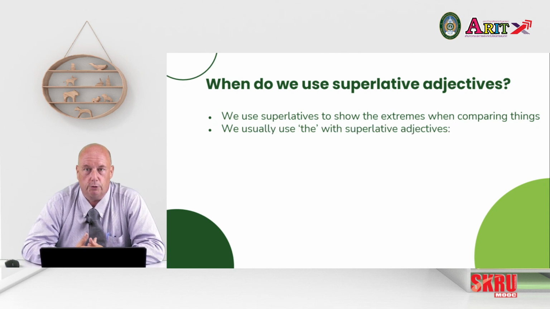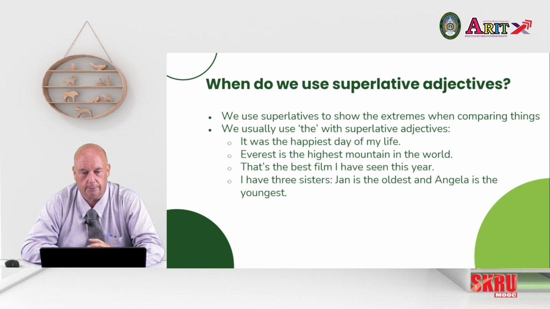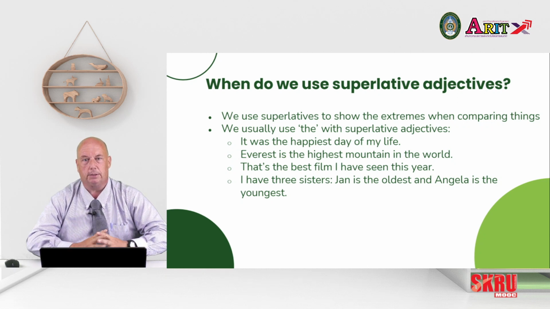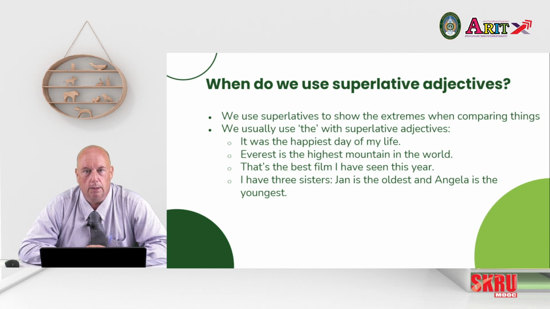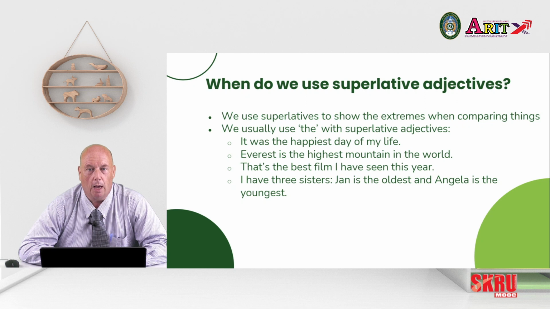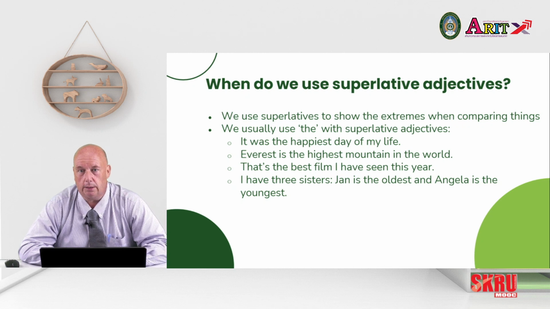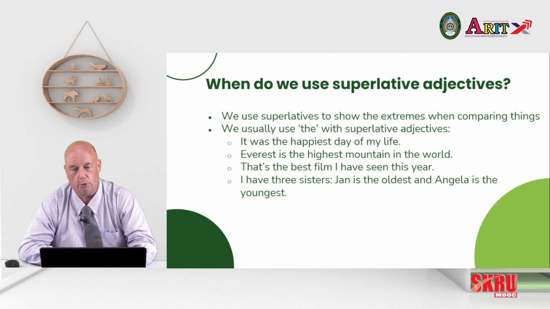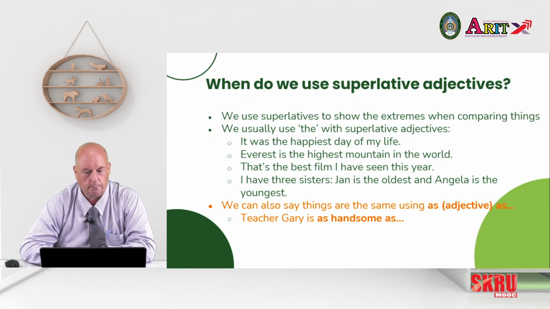We usually use the with superlative adjectives. The biggest, the happiest, the funniest. It was the happiest day of my life. Everest is the highest mountain in the world. That's the best film I have seen this year. Best is the superlative of good. Good, better, best. The comparative better, superlative best. I have three sisters. Jan is the oldest and Angela is the youngest. So a few examples there of using them.